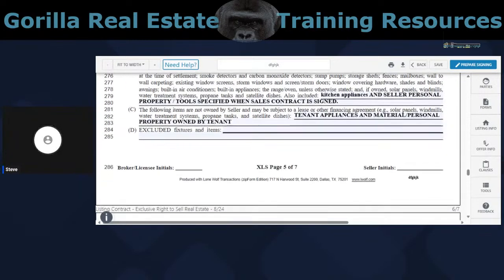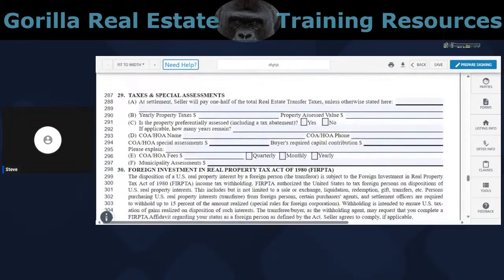Tenant, personal, whatever. Tax inspection assessment. You're going to pay half the transfer tax. Here are your estimates of all the stuff, HOAs and whatever. You also get the HOA numbers because you've got to talk to the HOA about what their transfer requirements are. Every damn HOA, I'm sure you've done this, has some sort of going away fee.